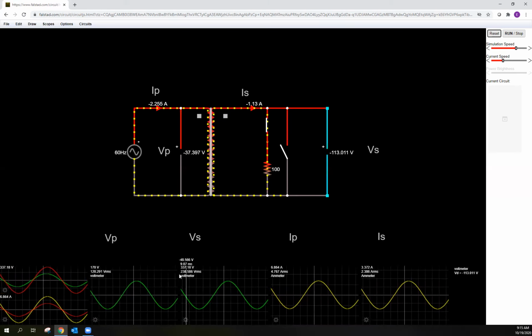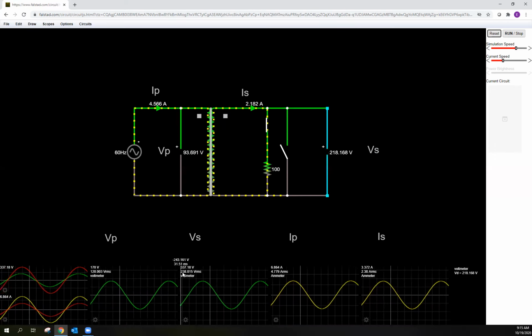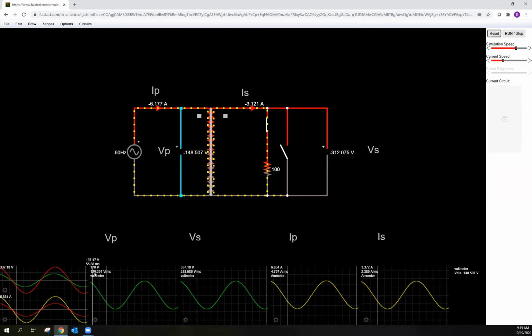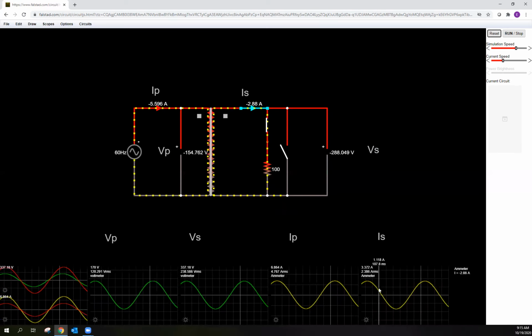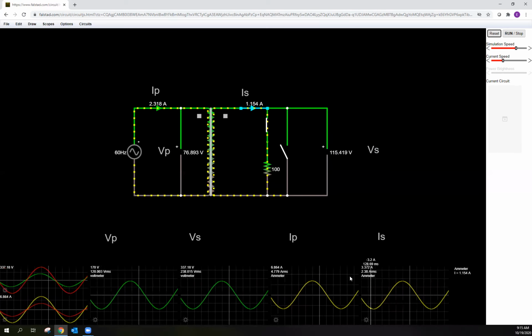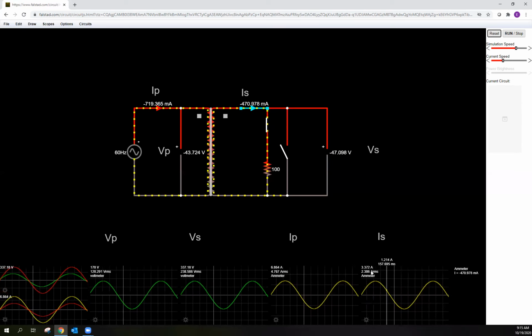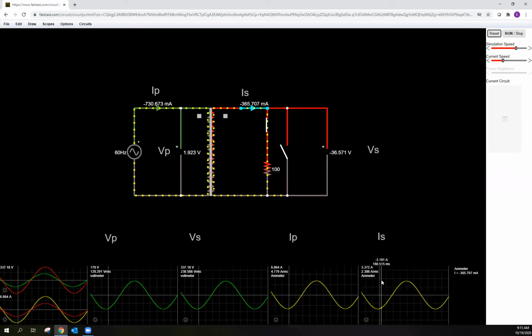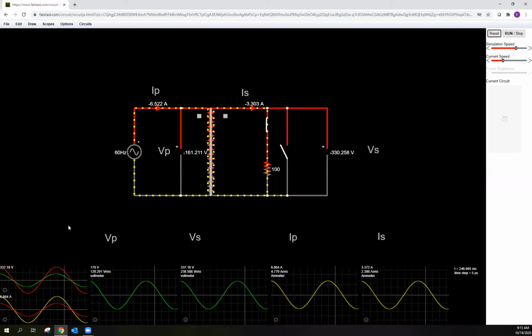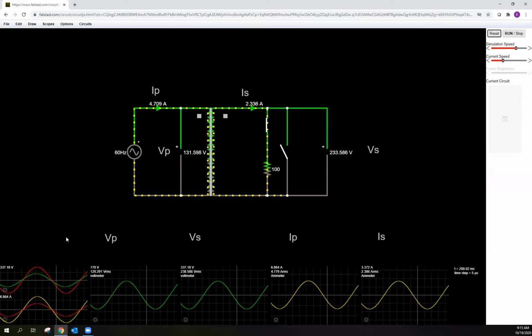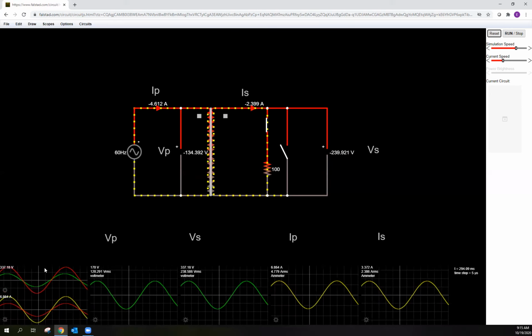And notice now the voltage of the secondary goes up to about 240 volts, which is double the primary. Now notice that the current goes down to 2.3 amps compared to 4.8 amps, right? So the voltage goes up, the current goes down. The current goes up, the voltage goes down. The reverse is true for current and voltage. They're inversely proportional, okay?